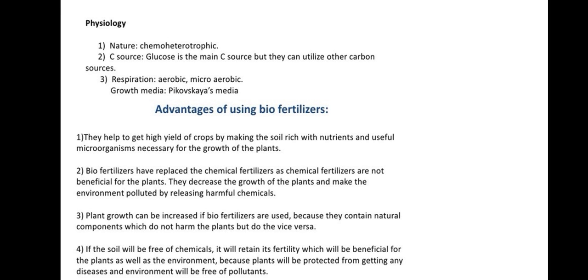Pikovskaya's media. Advantages of using biofertilizers: they help to get a high yield of the crops by making the soil rich with the nutrients and useful microorganisms necessary for the growth of the plants. Biofertilizers have replaced the chemical fertilizers, as the chemical fertilizers are not beneficial for the plants. Plant growth can be increased when biofertilizers are used because they contain natural components which do not harm the plants but do the vice versa.